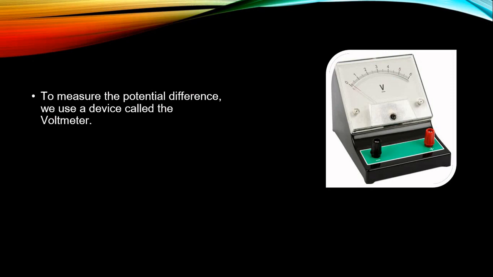A voltmeter, unlike an ammeter, is connected in parallel to a circuit. We'll come to what is parallel and series connection later. Just remember that the voltmeter is connected in parallel to a circuit, while the ammeter is connected in series to a circuit.